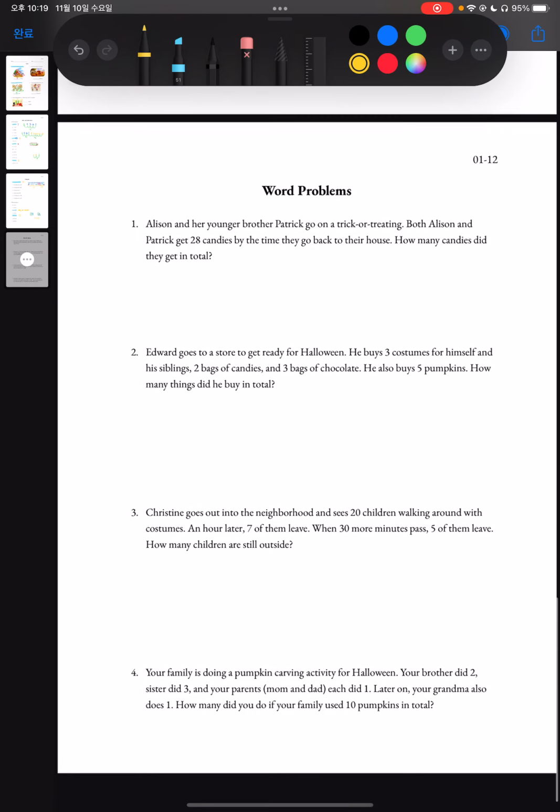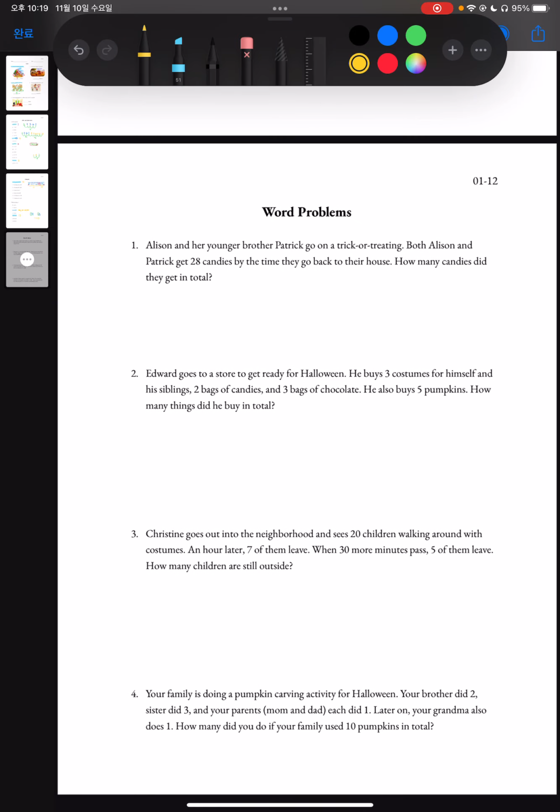Now we're moving on to the last section of this worksheet, which is the word problems. And what we'll do is number 1. Allison and her younger brother Patrick go trick-or-treating. Both Allison and Patrick get 28 candies by the time they go back to their house. How many candies do they get in total? So both Allison and Patrick get 28 candies, and we have to get the total amount that they got. So we'll have to do 28 plus 28 to get the answer.